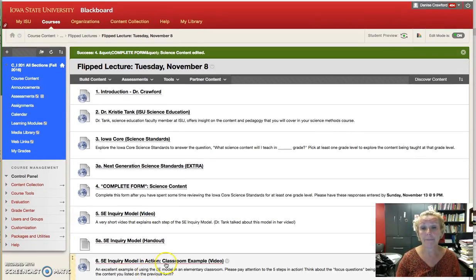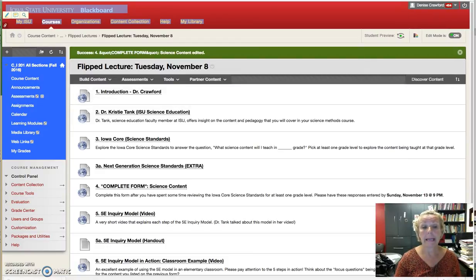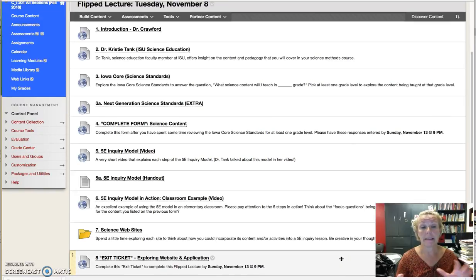And then number 6 here is the inquiry method in action. It shows an actual 2nd grade classroom going through the steps of an inquiry lesson. I thought you'd enjoy seeing that, using the technology to see what this would look like. Pay close attention to especially the questions being asked and then what students do in those steps, okay? Very, very important.